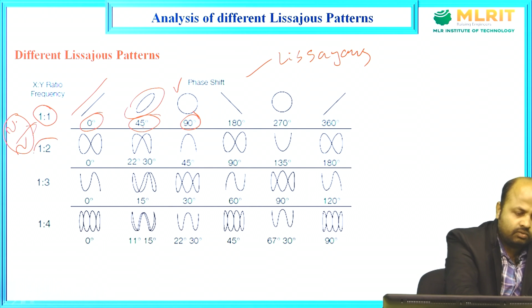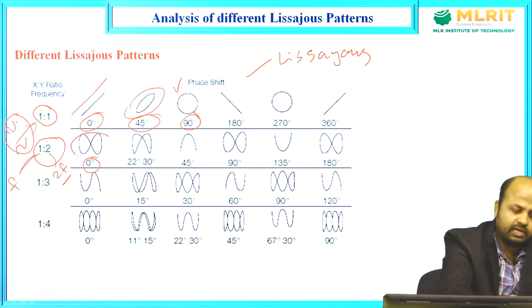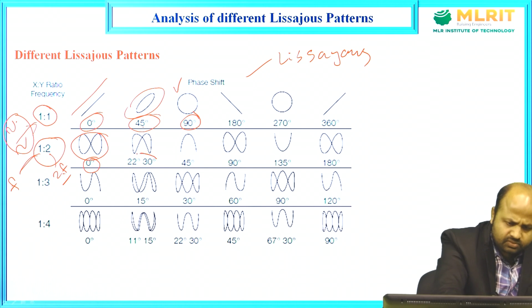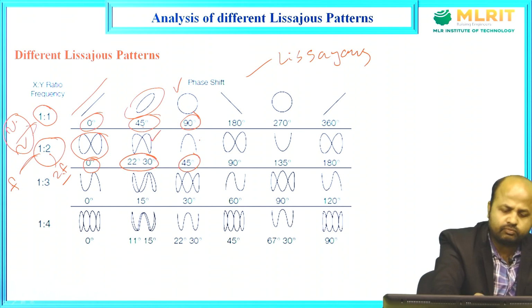Suppose the next line, 1:2, means one signal having frequency f and the other signal having frequency 2f, and the phase difference is 0 degrees, we will get this pattern. If the phase difference between f and 2f is 22 or 30 degrees, we will get it like this. If 45 degrees, we will get it like this.